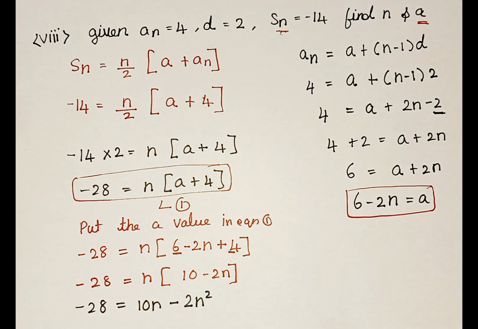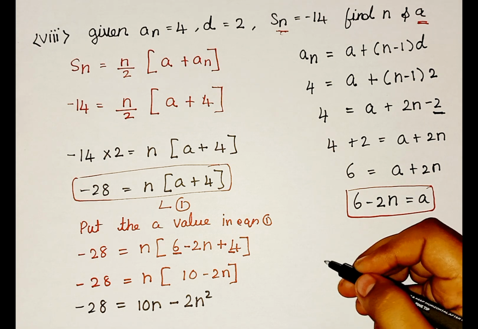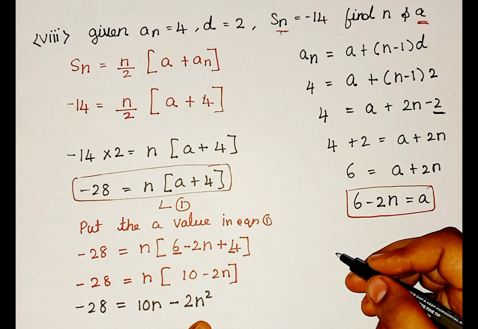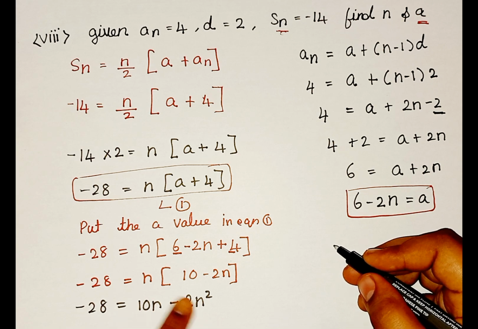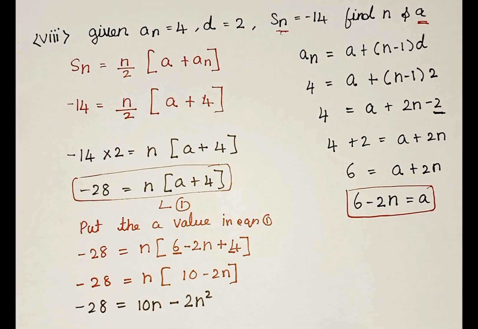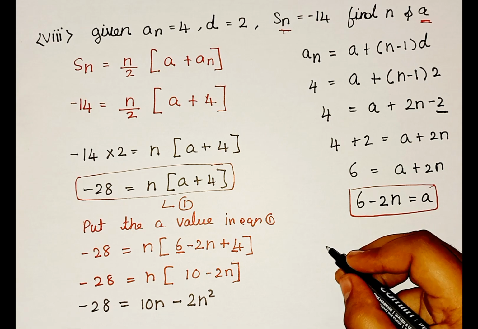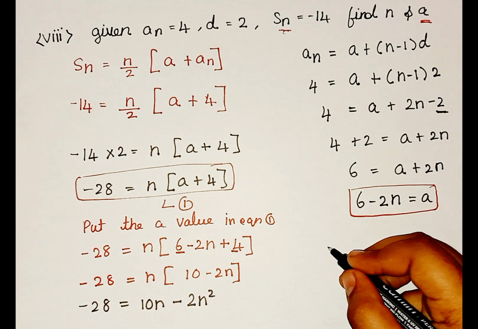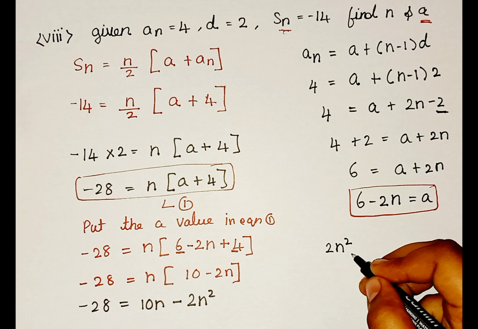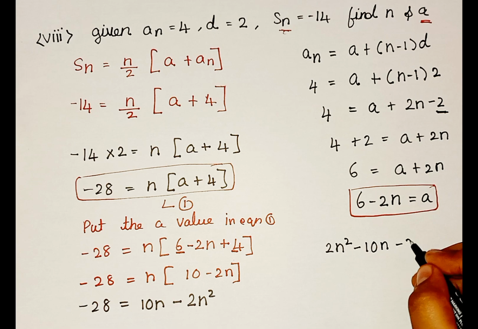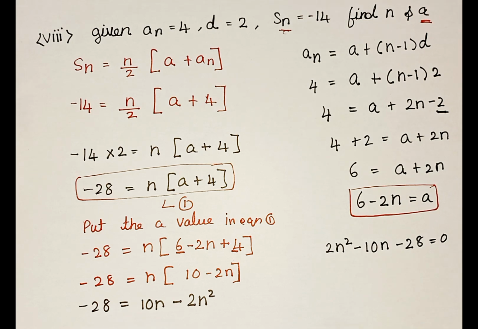Okay, alright. So now I will just solve it here. Since we have minus 28 is equal to 10n minus 2n square, I am going to get these terms to this side. So when I get these terms to this side, the minus 2n square will change into 2n square, and here plus 10n will change into minus 10n, and minus 28 as it is equal to 0. I hope you guys can understand. Here I just brought these terms to this side, then it changed their signs.